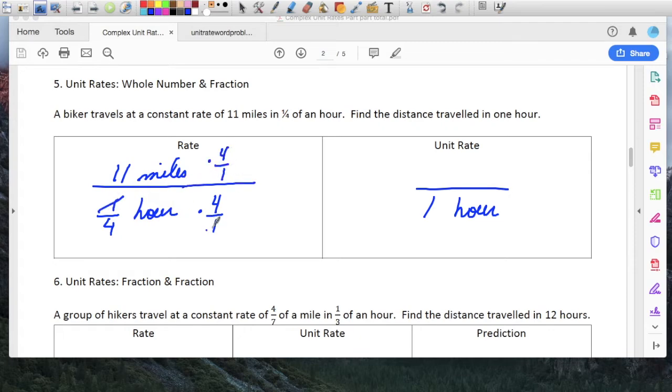Here, everything gets simplified, right? And I get 1 hour because it's just a bunch of ones. On top, it's going to be 11 times 4 over 1, which is just going to be 44. So the biker can go 44 miles in 1 hour.